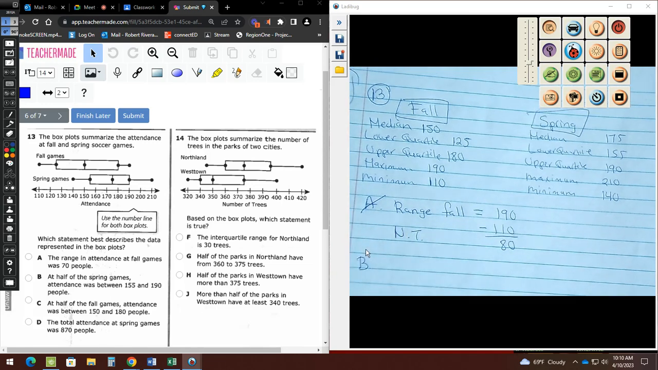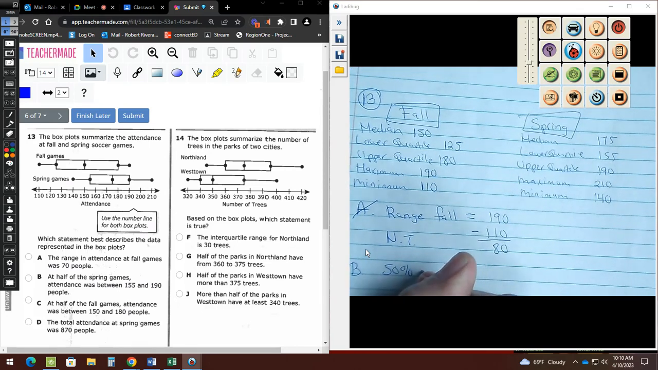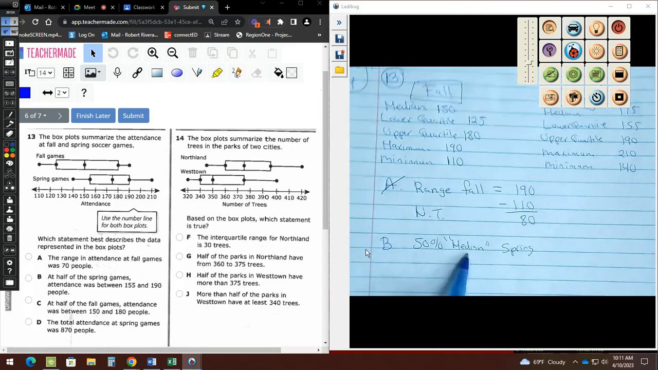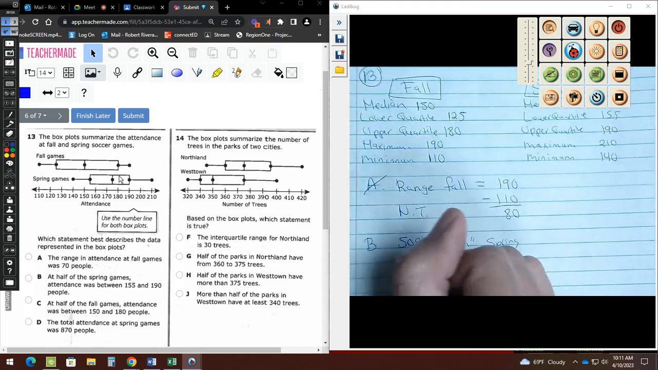B. At half of the spring games, okay, so they want half. Half would be 50%, or we can also think of median. And they want spring. If you notice now I'm being more detailed because they gave me two of them, so we have to be careful. They want you to focus on spring now. Okay, so let's look at the spring. And between 155 and 190, so 155 would be right here, and 190 would be here. Would that be half of it? Yes. Good job. Because 25 plus 25 would be 50. Good. So this is true.